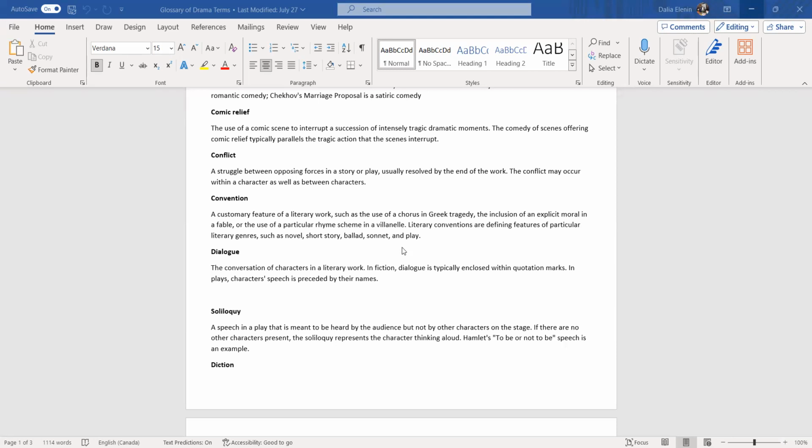Okay, now let's move on to dialogue. What is a dialogue? A dialogue is a conversation between the characters in any literary work. In fiction, the dialogue is typically enclosed within quotation marks. So this is how you find it, between quotation marks. In plays, characters' speech is preceded by their names. So you will see the name of the character, let's say Hamlet, colon, and the talk. Discours, we call it the discours. So it means this is a dialogue. This character is saying those words.